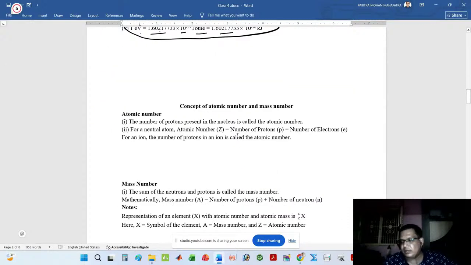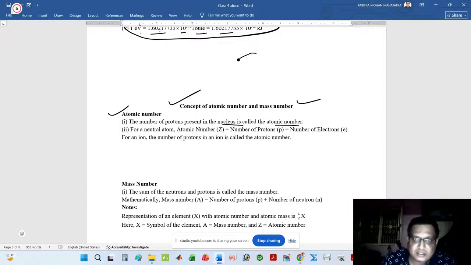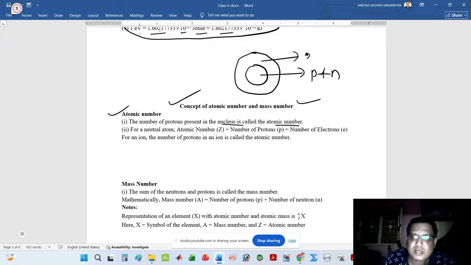Next, I will teach you a new concept, that is the concept of atomic number and mass number. Actually, what is atomic number? What is mass number? Let me explain. The number of protons present in the nucleus is called atomic number. Listen, suppose you take an atom, here the nucleus is present. Nucleus is made of protons plus neutrons, and the electrons are surrounding the nucleus.